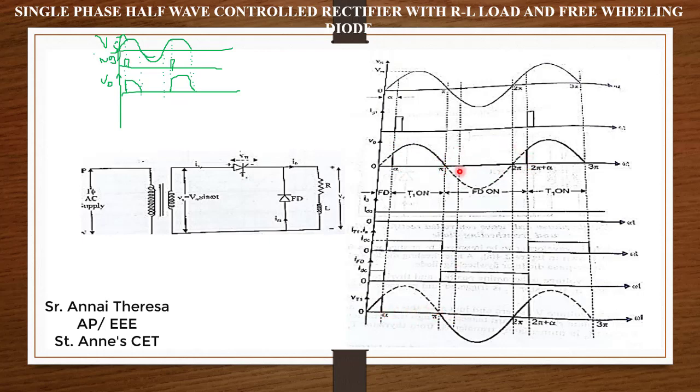Here there is no conduction, so there will be a negative voltage drop across the thyristor. Here also there is no conduction, so there will be a voltage drop. Here you need not put these dotted lines at all. For your understanding, I have drawn them here. You can draw it easily like this.